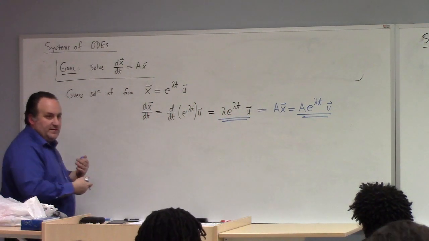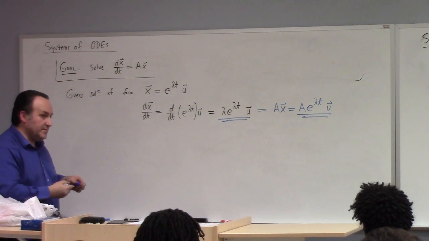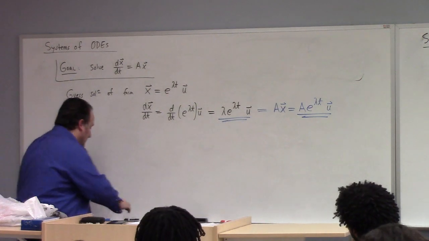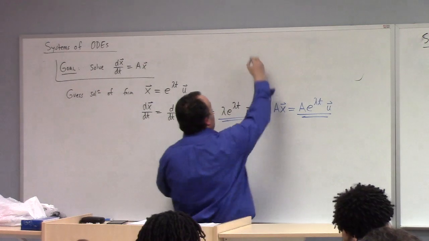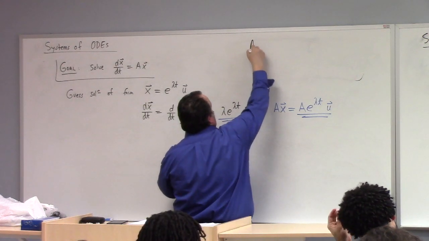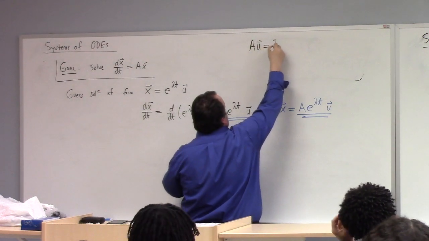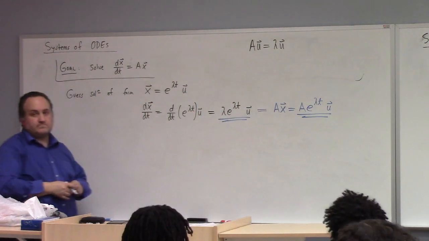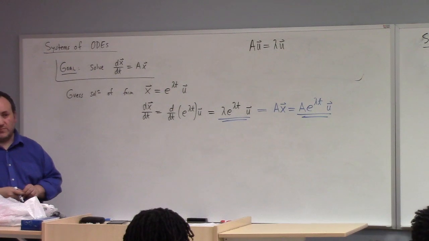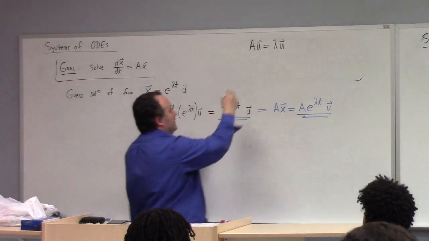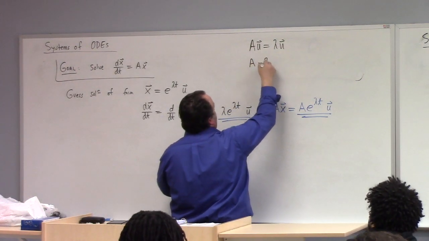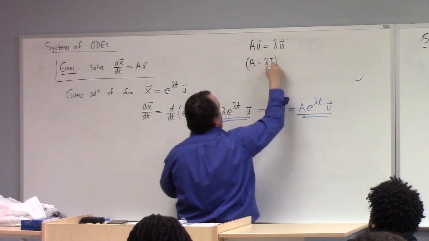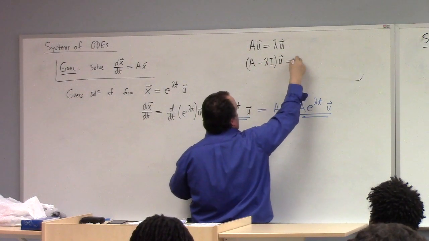E to the lambda t is never 0, right? So what that means, if I can flip the script here a bit, is A times u has to be equal to lambda times u. But let me rewrite that a little bit more: A minus lambda times the identity matrix, times u, has to be equal to 0.